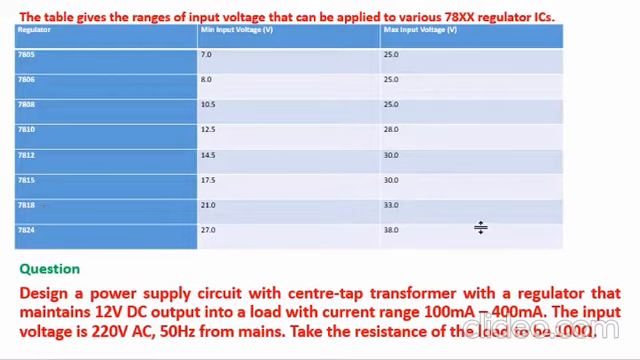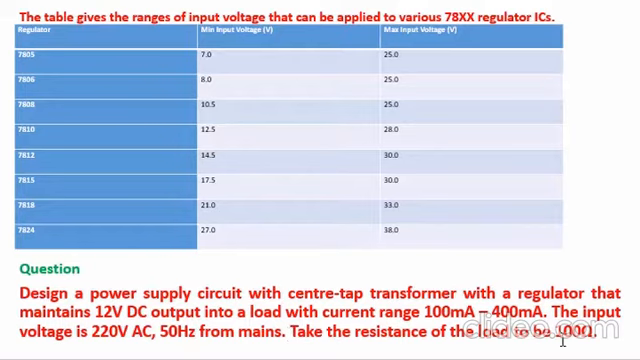And for us to bring this out clearly, let us give a sample question. We say design a power supply circuit with a center tap transformer with a regulator that maintains 12 volt, which means we need a regulator of 12 volt, that's 7812, DC output, into a load that requires a range of current from 100 milliampere up to 400 milliampere. And we are told that the AC voltage from the source is 220 and the frequency is 50 hertz from the mains, and the resistance that will be serving as RL, that is the load resistance, is given as 100 ohm.